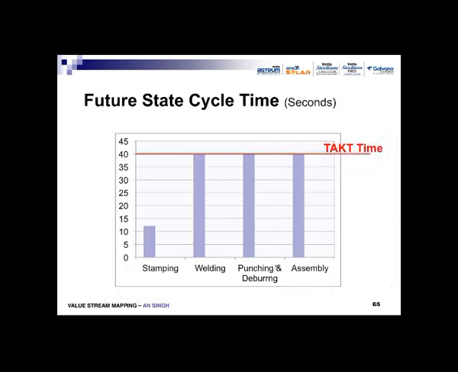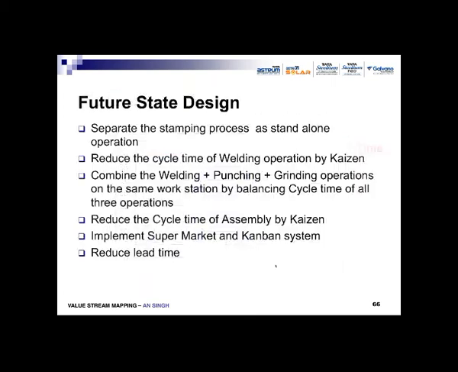So this is a future state cycle time. It has been designed, not yet started, but these are the possibilities for the improvement. Now let's see what has been done in the future state design: separate the stamping process as a standalone operation, because that is a very fast process, whereas the other operations, the welding, punching, deburring, are slow operations, different in nature.